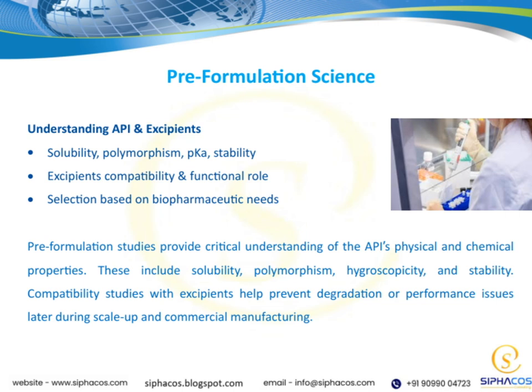Another key aspect is excipients compatibility. We need to verify that the excipients we select won't cause degradation or negatively impact the drug's performance. Compatibility studies help us identify potential issues early, avoiding problems during scale-up and commercial production. Finally, the selection of excipients is based on the biopharmaceutic needs of the formulation. This means choosing components that support optimal absorption, stability, and overall efficacy. In essence, preformulation studies lay the groundwork for a successful, safe, and effective final product.